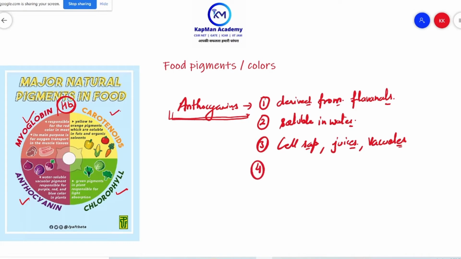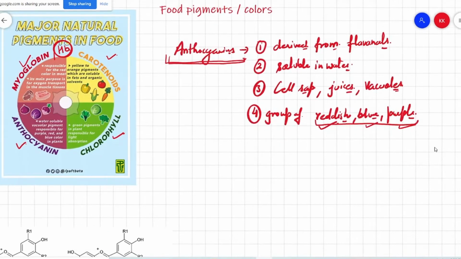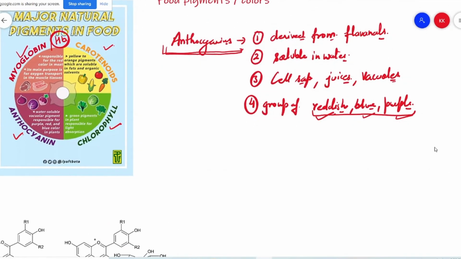The plants in which anthocyanins are present are a group of reddish, blue, purple colored plants, fruits and vegetables, right? Whose color is either red, blue or purple. And in this, the examples come in.